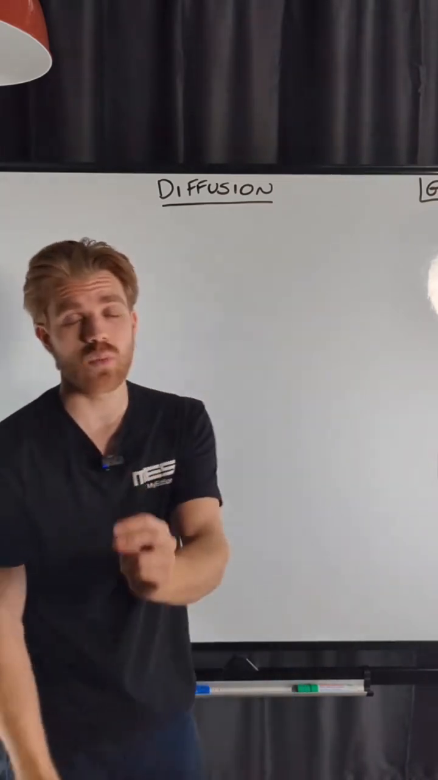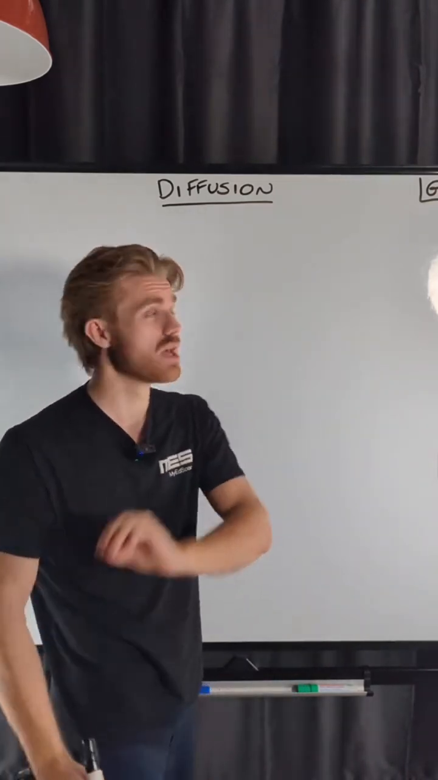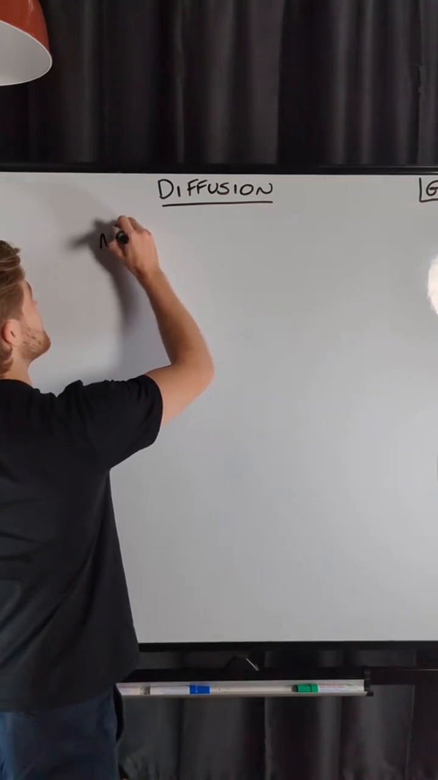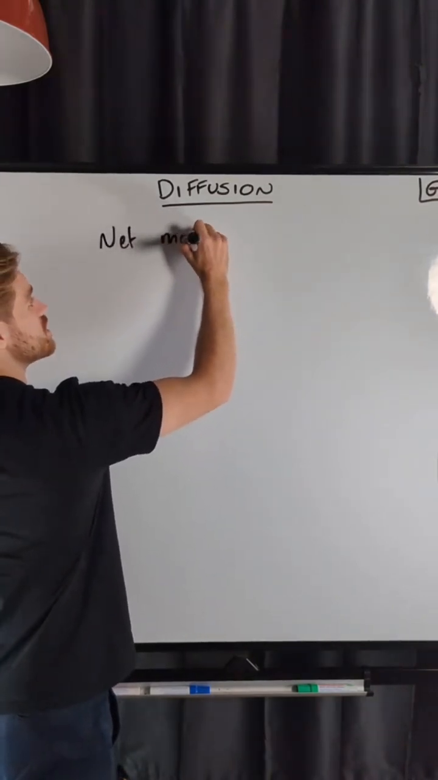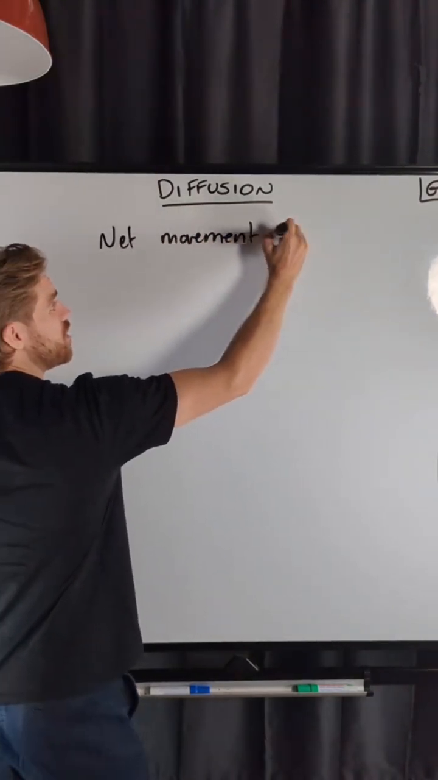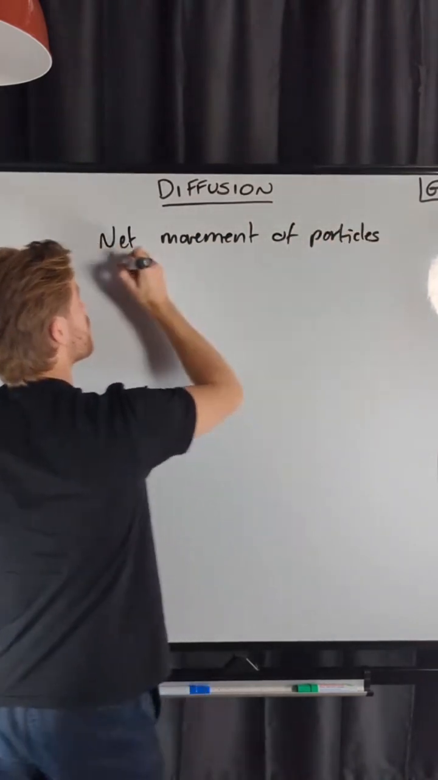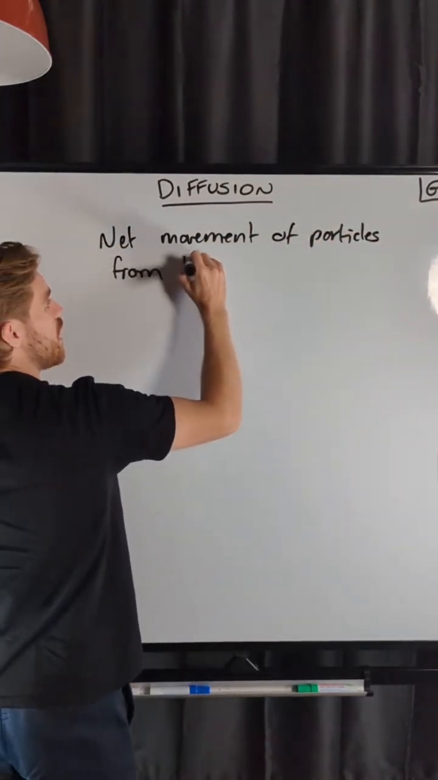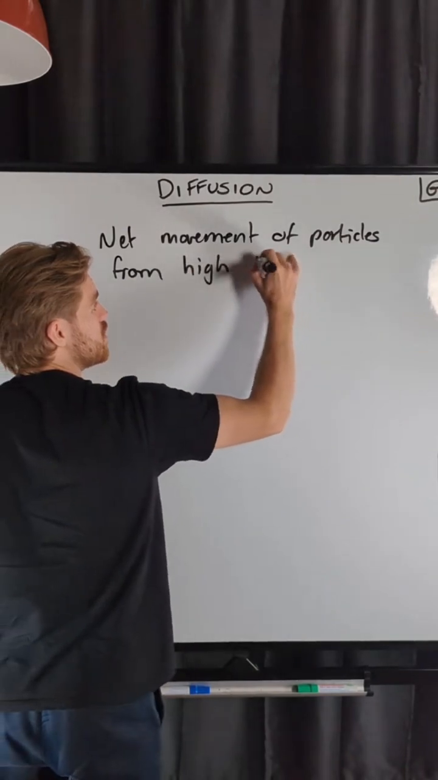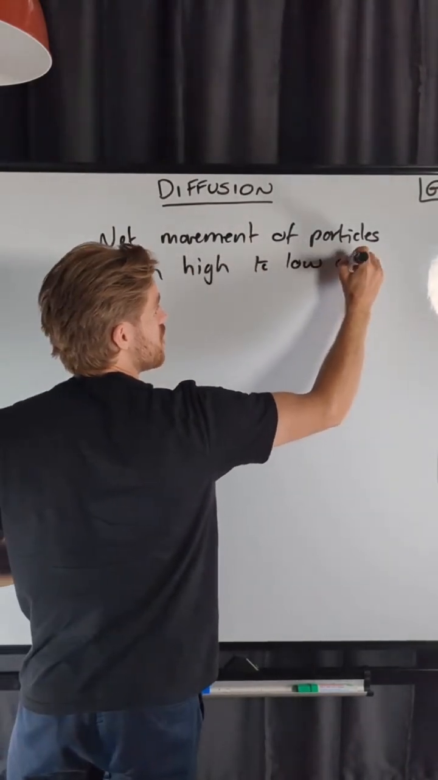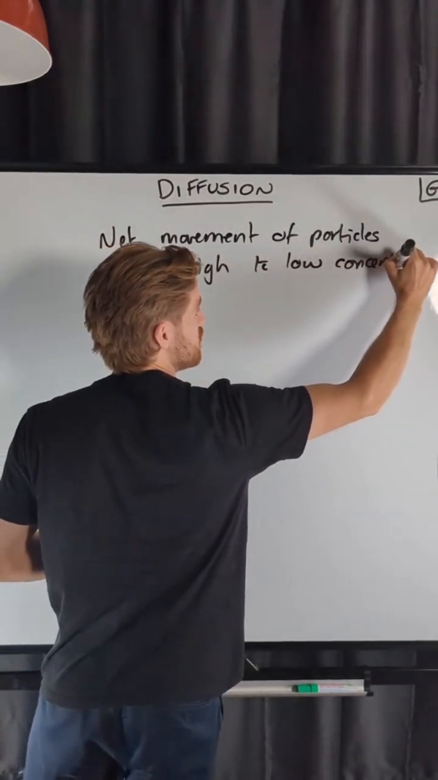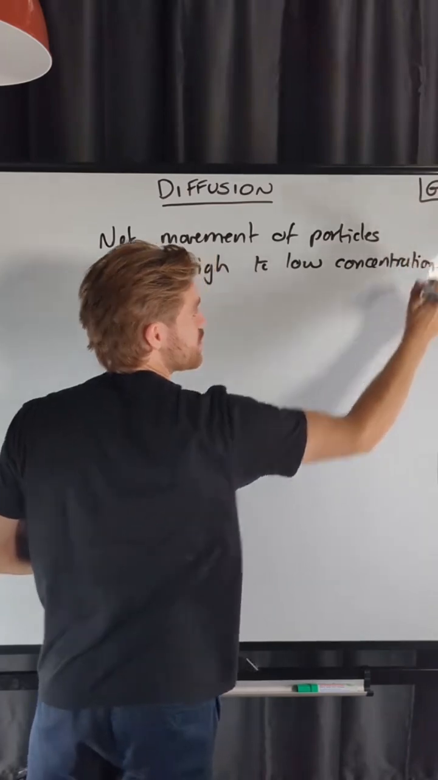So we're going to start with the perfect definition of diffusion. And our perfect definition is that it is the net movement of particles from high to low concentration. Now, why is this the perfect definition?